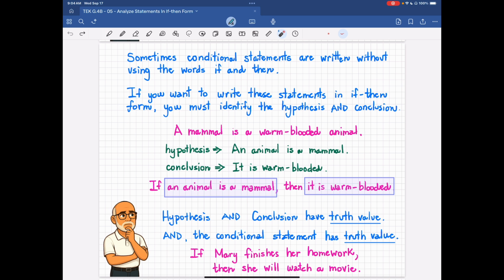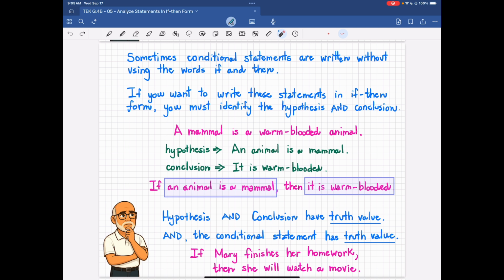Okay? Now moving along, the hypothesis and the conclusion have what we call truth value. And the conditional statement in and of itself has a truth value. Okay, so the hypothesis has a truth value, the conclusion has a truth value, and the conditional statement has a truth value. So that means that the hypothesis can be true or false, the conclusion can be true or false, and the entire conditional statement can be true or false. And so let's look at another example.